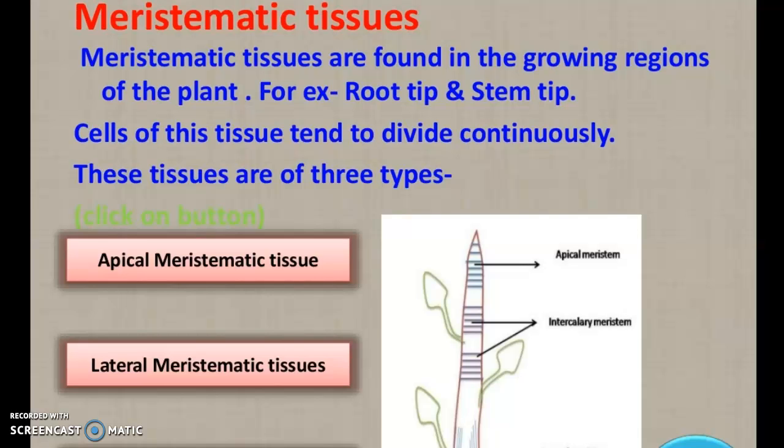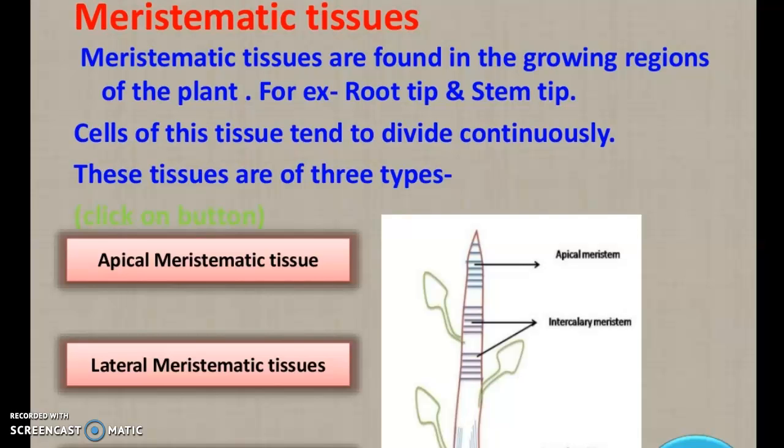The characteristic of the meristematic tissue is that they have the ability to divide continuously. They keep on dividing. Plus they have cells which are thin walled. They have a large nucleus, and they do not have intercellular spaces among them.